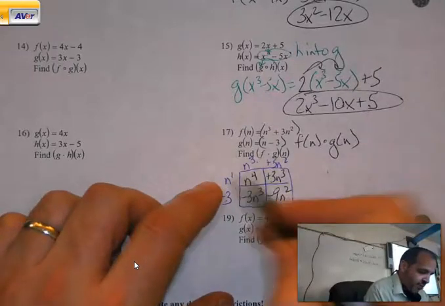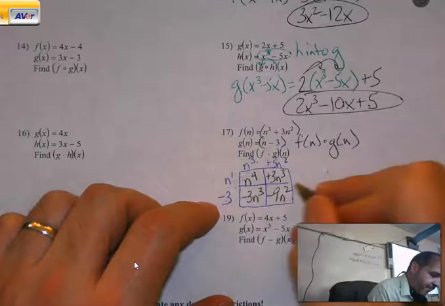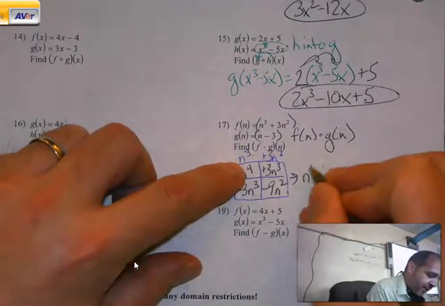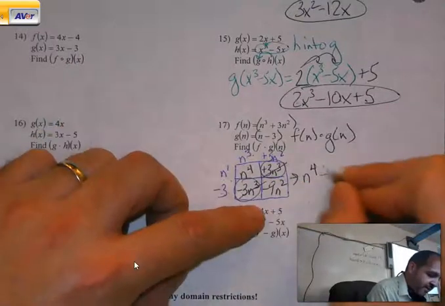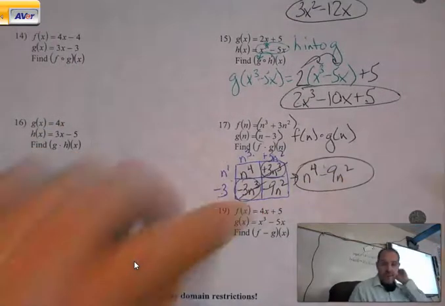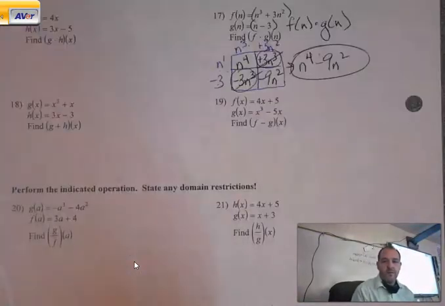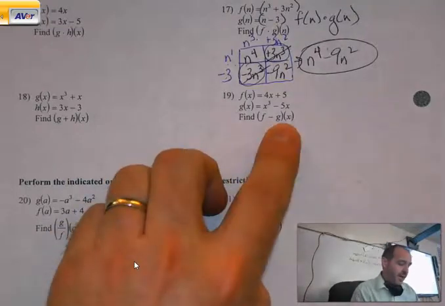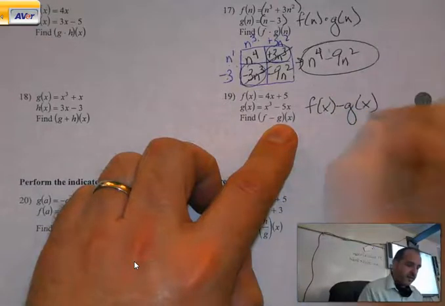Okay, let me just double check quick. I always want to make sure I'm... Okay. And then we go greatest exponent, greatest degree, plus a negative 3n cubed cancel, and I'm good to go. And so we keep going. We're like, okay, f minus g of x. So f of x minus g of x.